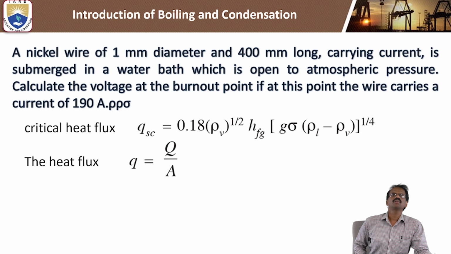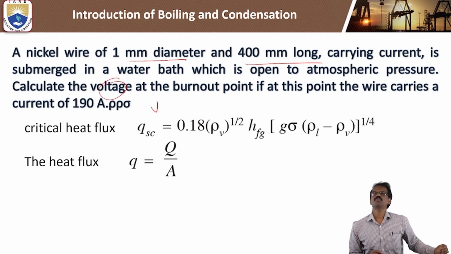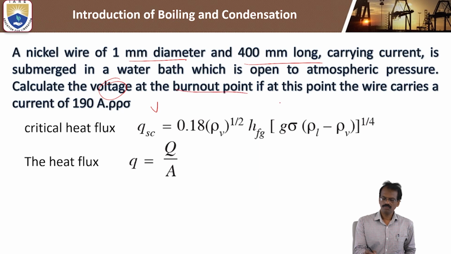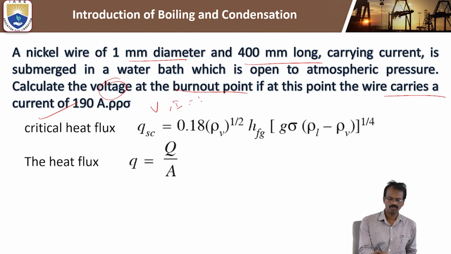We'll see one more numerical. A nickel wire of 1 mm diameter and 400 mm long, carrying current, is submerged in a water bath which is open to atmospheric pressure. We have to find out the voltage at the burnout point. We know that the burnout point is the critical heat flux point. At this point the wire carries a current I equal to 190. Voltage you have to find out.